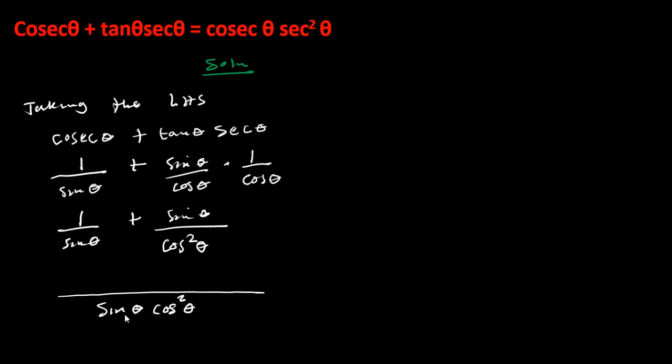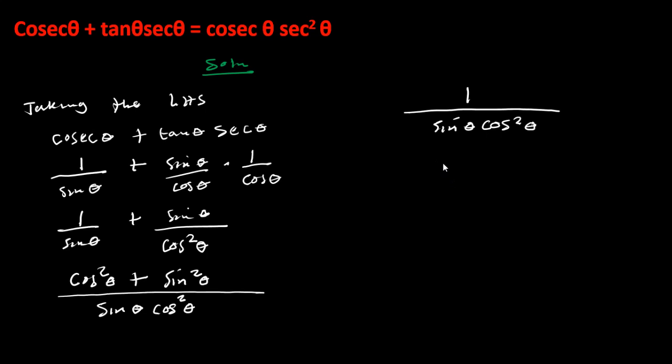So sine theta into sine theta cos squared theta, it is cos squared theta times 1. So on top, it is simply cos squared theta, plus then this into that, it is sine theta times sine theta, which is sine squared theta. With that being said, we know that cos squared theta plus sine squared theta is 1. So you're going to say 1 over sine theta cos squared theta.